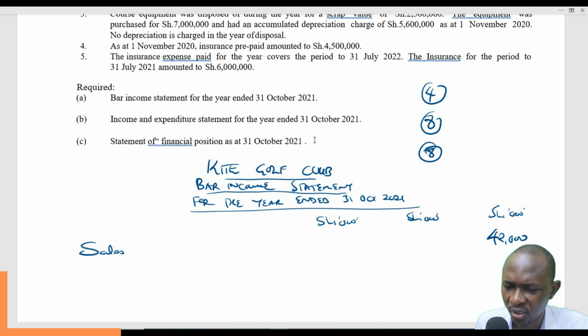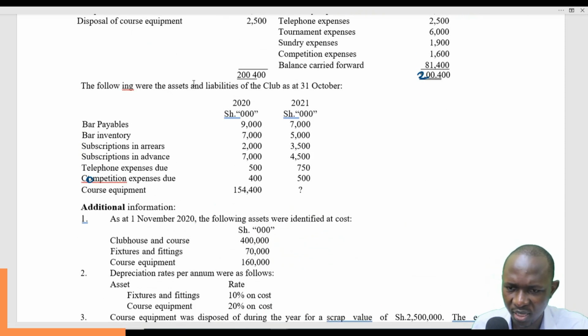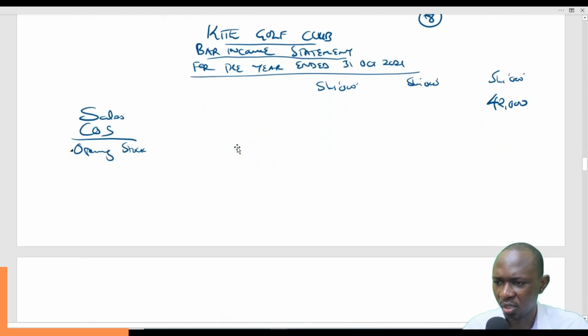And then of course we list the cost of sales. Under cost of sales we have the opening stock. Let's see, I think we have the opening stock. It is here. So the bar inventory opening stock is 7,000. That is in 2020. So opening stock, we have 7,000.